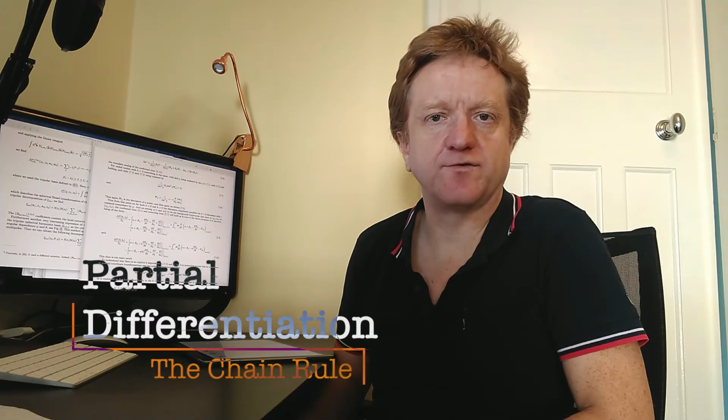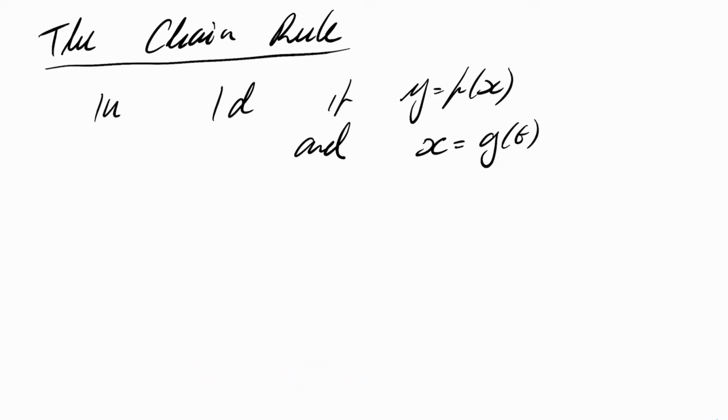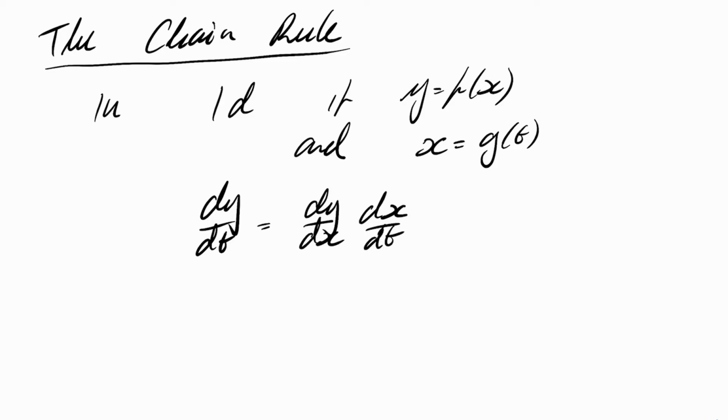Let's now look at the chain rule for partial derivatives. In one dimension, if y is a function of x and x is a function of t, then dy/dt is just given by dy/dx times dx/dt. Very familiar now as a chain rule. Now, in two and more variables, how does this rule change?